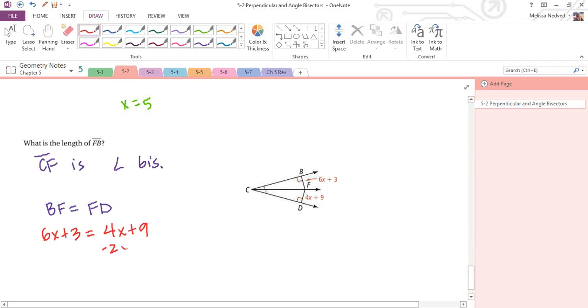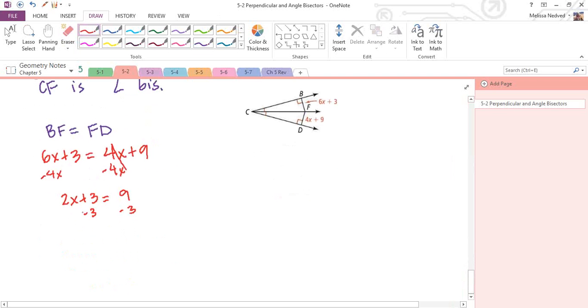And solve for x. We've got x's on both sides, so we want to move that 4x to the other side by subtracting it from both sides. So 6x minus 4x is 2x, plus 3 equals 9. Now subtract that 3 from both sides, and we get 2x equals 6. And our last step will be divide both sides by 2, and we get an x value of 3.